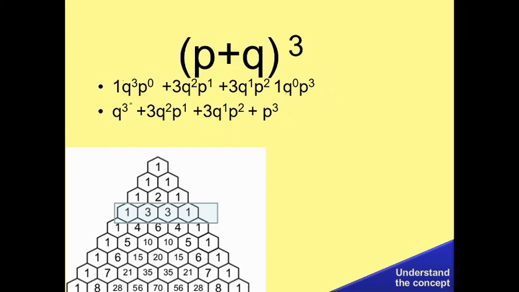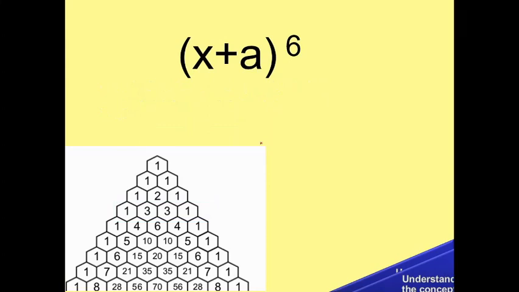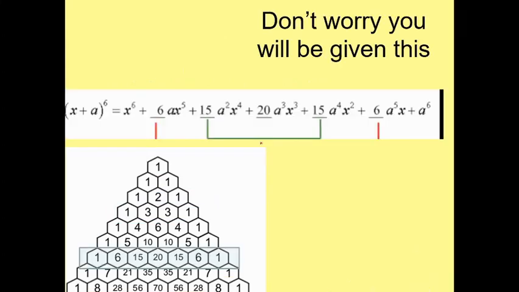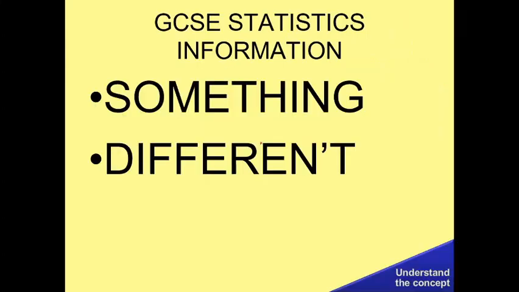So I've got q cubed, 3, because that's my coefficient, q squared p to the 1, which is just p. This one I should have 3q p squared, and then p cubed. And if you want to do the harder ones, again, I'll look at this row, and I'll substitute all the values in. Now, don't worry, for GCSE stats you're given the actual row you need to use, and the questions are really nice and straightforward.